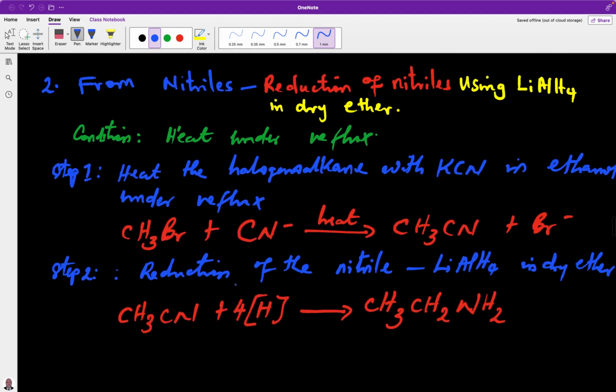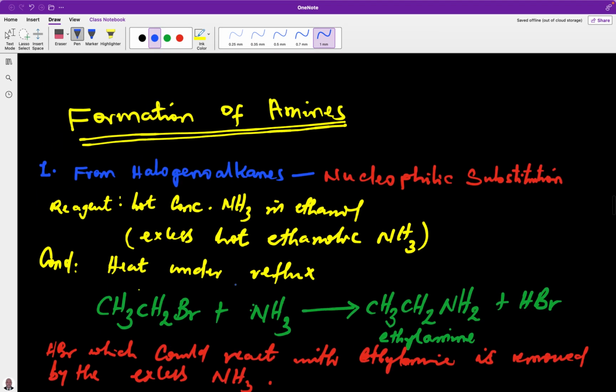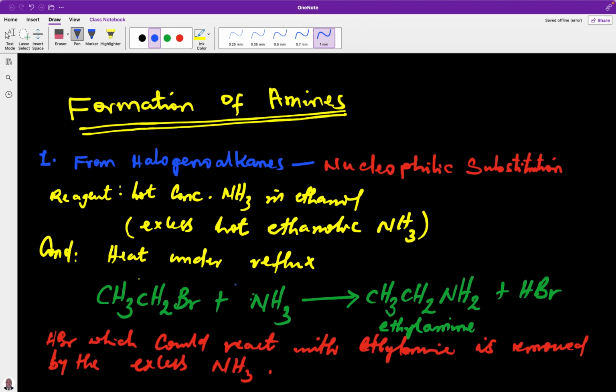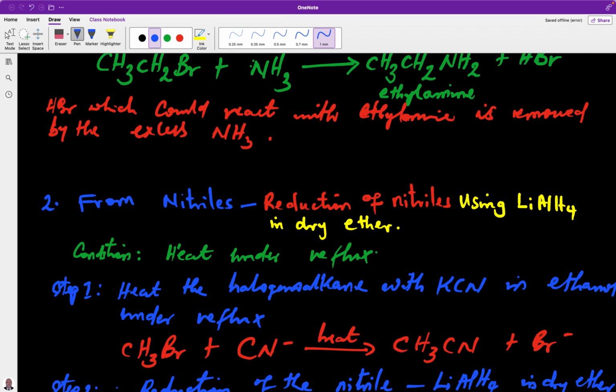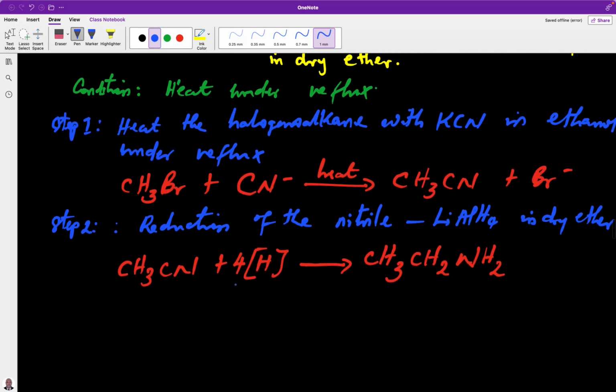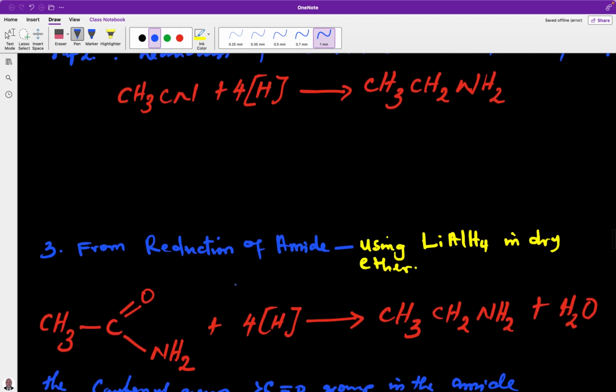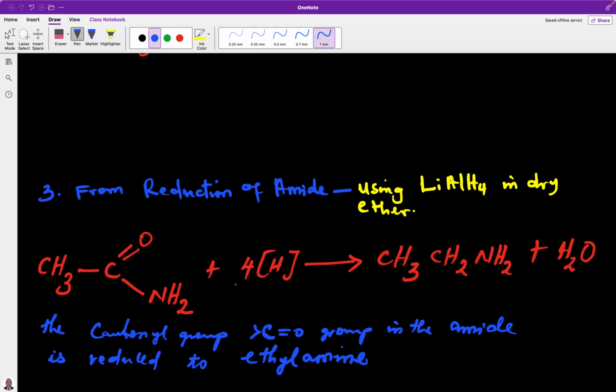I said the first method for the formation of amine is from halogenoalkane by what? Nucleophilic substitution. The second method is from nitriles, and that is by reduction of nitriles. You have to produce the nitrile first, then use lithium tetrahydridoaluminate in dry ether to reduce it to ethylamine. The third method is by reduction of the amide, where the carbonyl group in the amide is reduced to ethylamine.